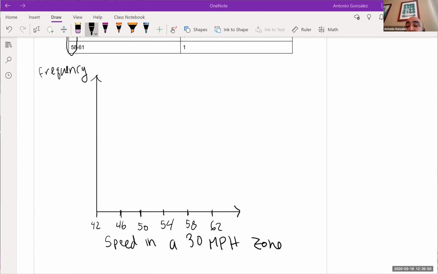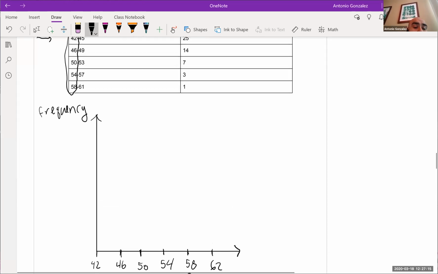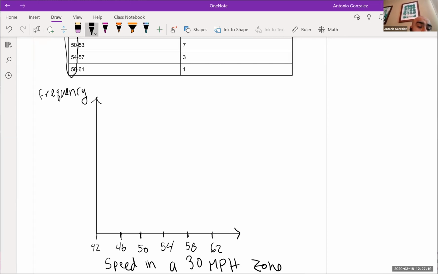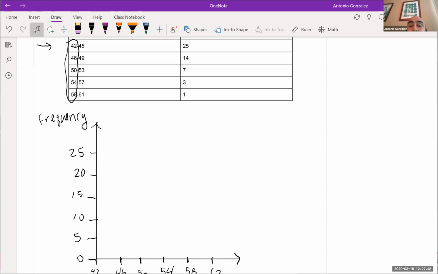So now let's look at our frequency, our vertical axis. Okay, so here, if we look for our vertical axis, we want to go all the way up to 25. So if we do that, maybe let's tick off every 5. 0, 5, 10, 15, 20, and 25.